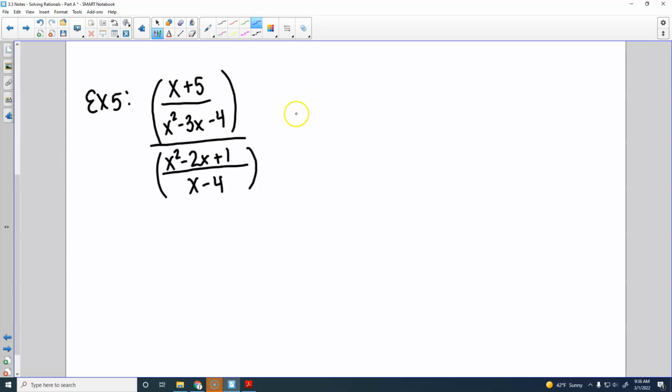So that's going to look like this. x plus 5 over, is it okay with you guys if we go ahead and factor this right here? Put it right there. Let's see. Hallie, how will we factor x squared minus 3x minus 4? Yep, x minus 4 and x plus 1. That looks perfect.